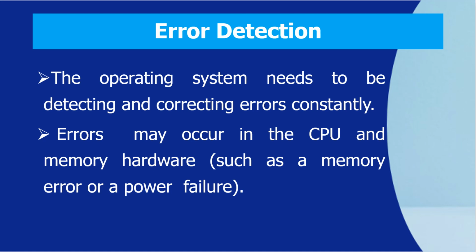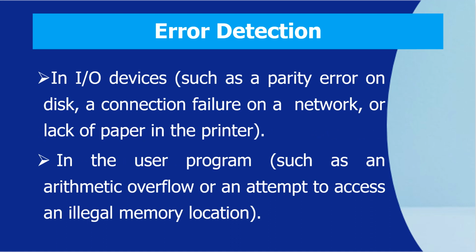Error detection service is also important. The operating system needs to be detecting and correcting errors constantly. Errors may occur in the CPU and memory hardware, such as a memory error or a power failure. In I/O devices, such as a parity error on disk, a connection failure on a network, or lack of paper in the printer. So these we can also call errors. In the user program, such as an arithmetic overflow or an attempt to access an illegal memory location. This we can also call an error.